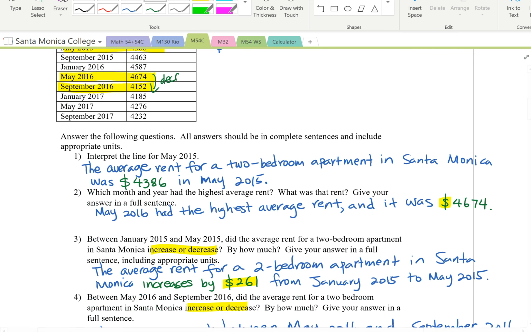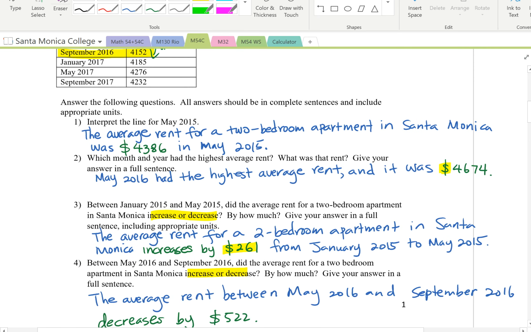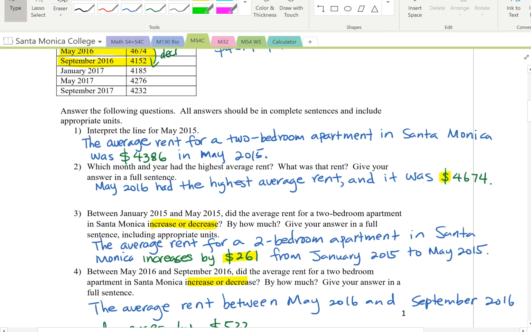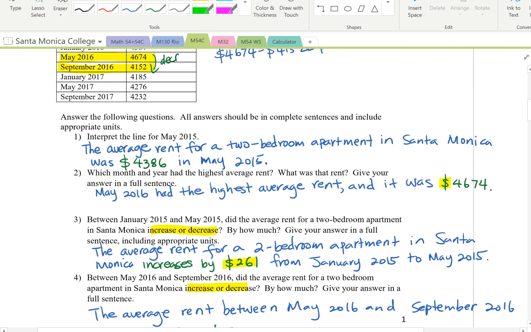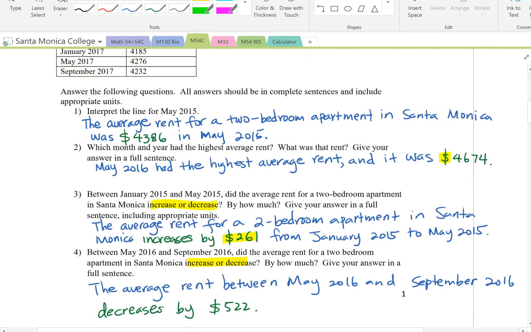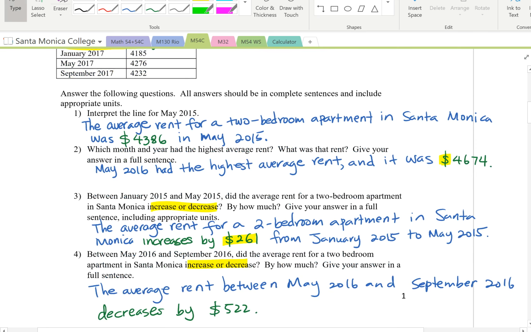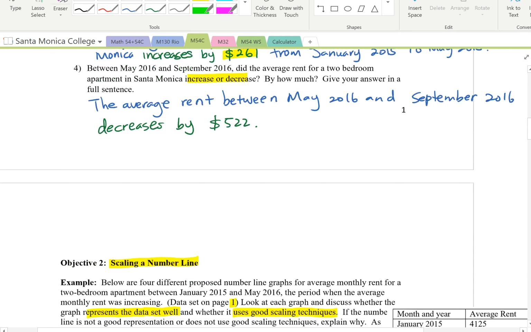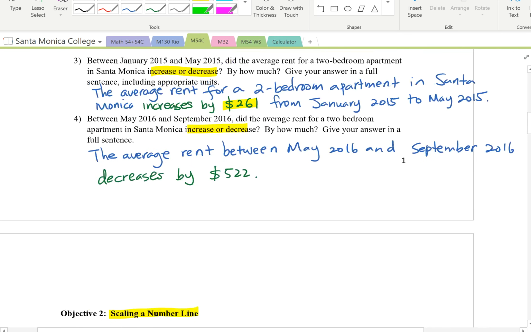Again, I do the same thing. I'll just subtract them. So we'll say 4,674 minus 4,152. You subtract them, and you would get 522. Now let's answer the question. I said the average rent between May 2016 and September 2016 decreased by $522. So this completes our interpretation of data points.